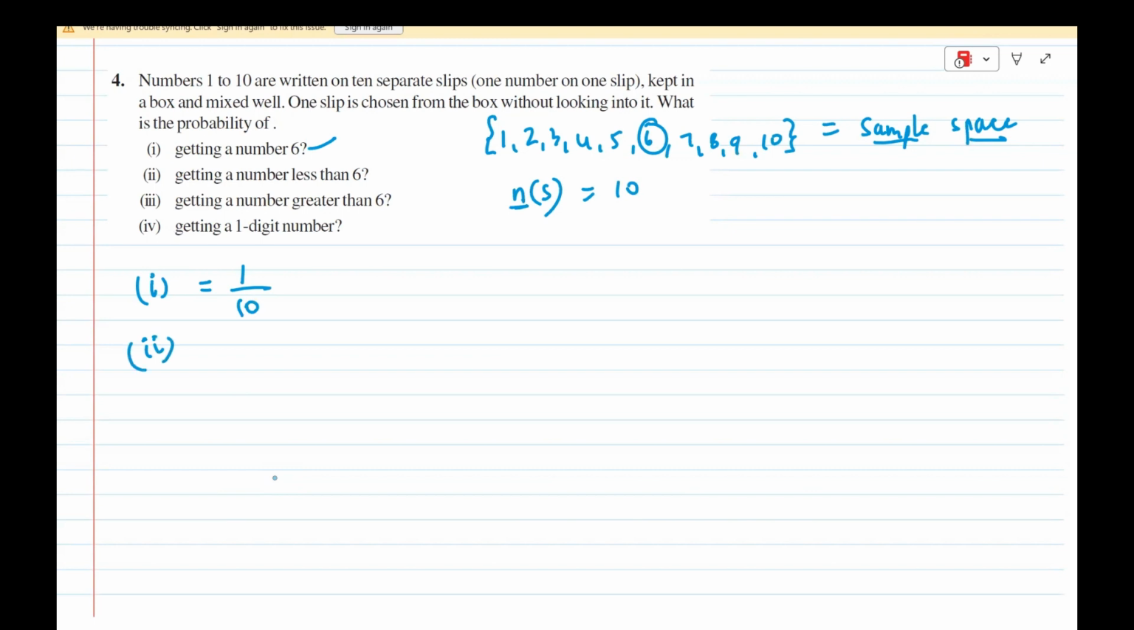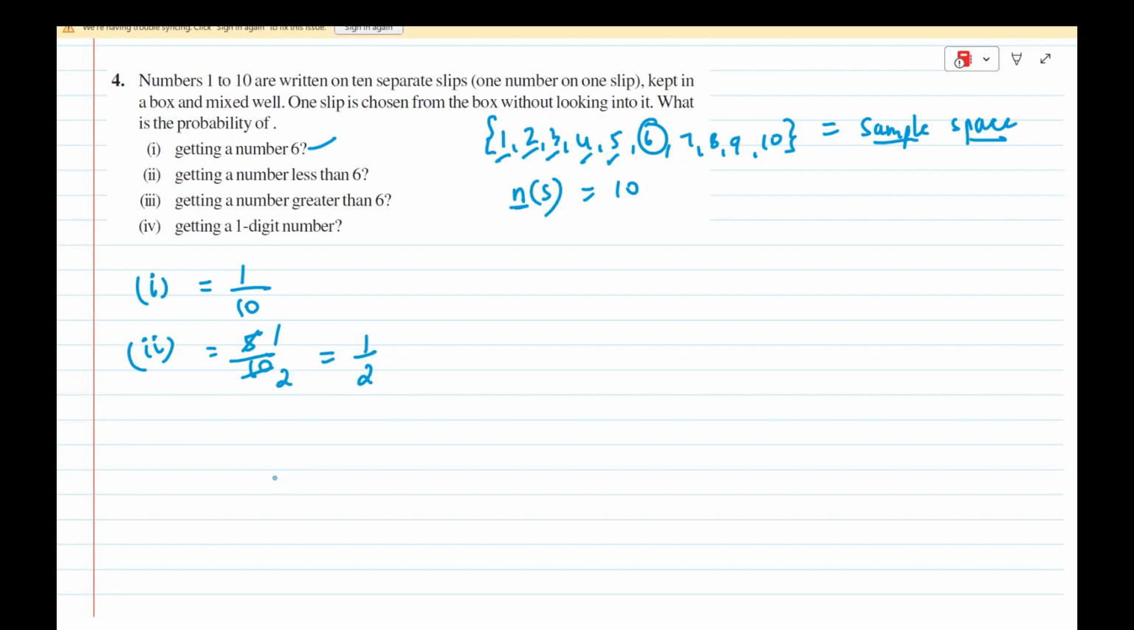See the second one. Getting a number less than 6. Less than 6 means 6 is not included. So I have 1, 2, 3, 4, 5. So 5 numbers are less than 6 and total is 10. So 5 ones are 5, 5 twos are 10. So the probability is 1 by 2.